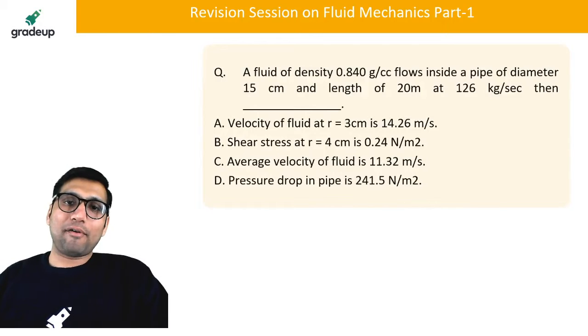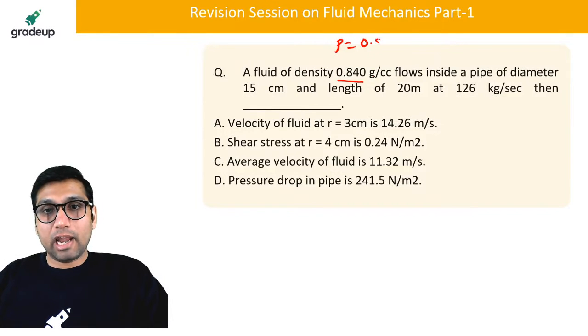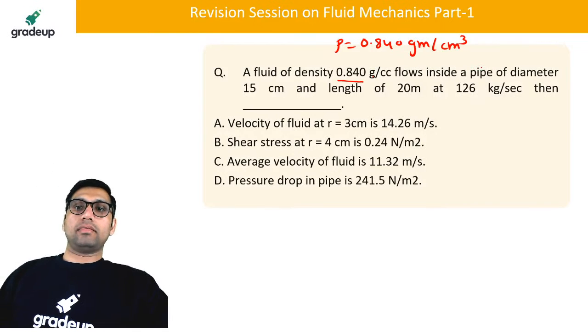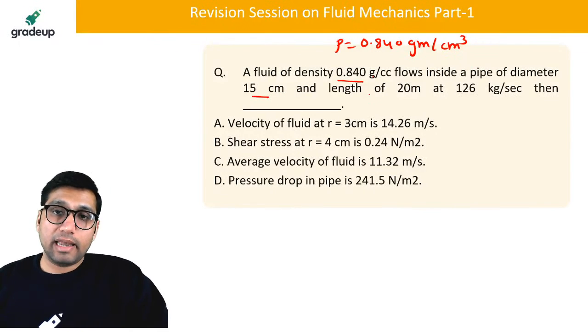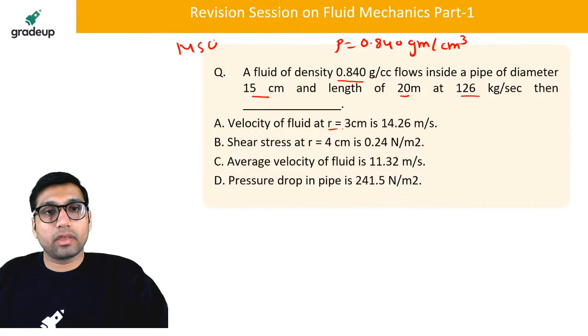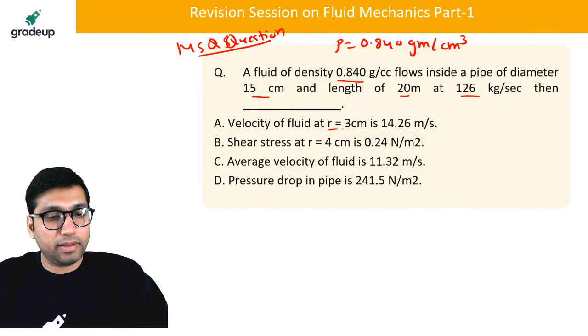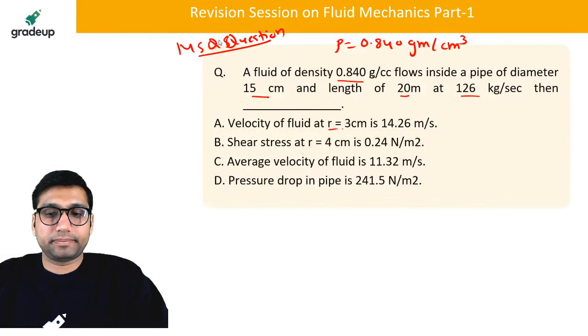Next question: a fluid of density 0.840 gram per centimeter cube flows inside a pipe of diameter 15 centimeter and length of 20 mm at 126 kg per second. Then the velocity of the fluid at r equal to 3 centimeter is this much. This is an MSQ question. So quickly solve the question. Tell me the answer, everyone. Yes, hurry up. Hurry up, everyone. Be quick.